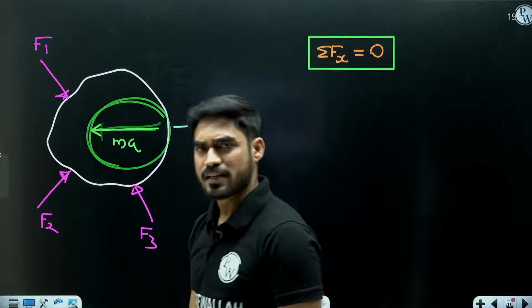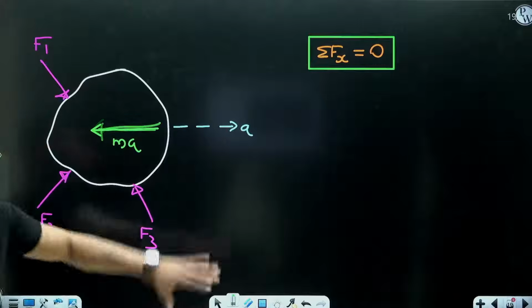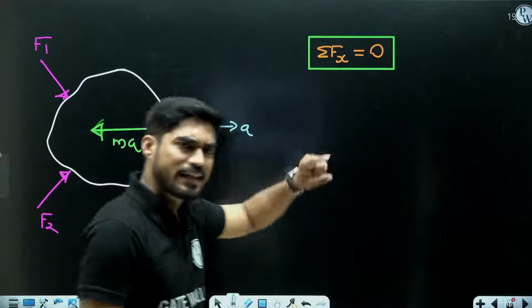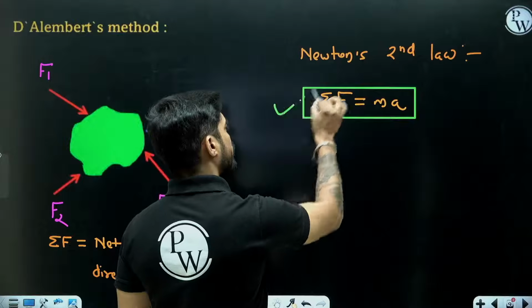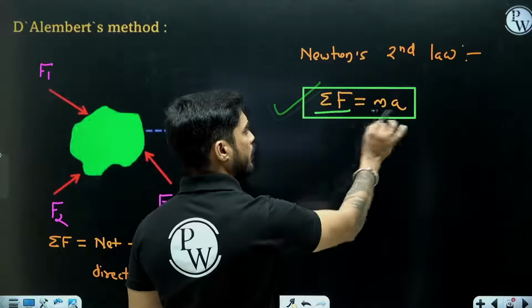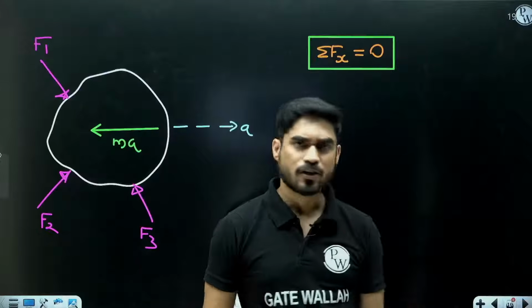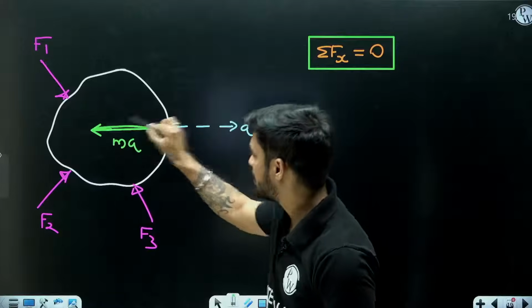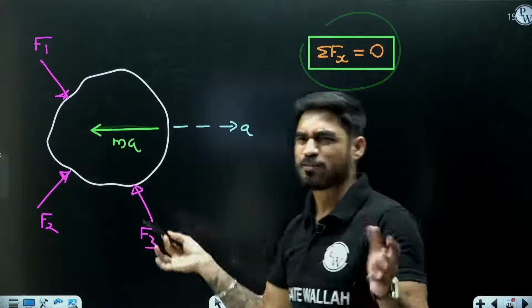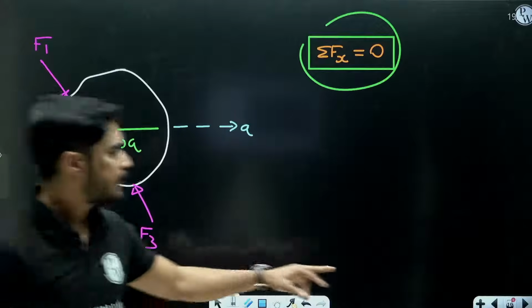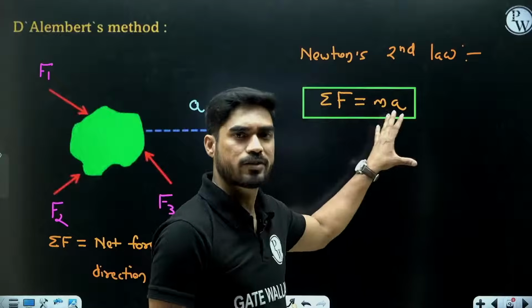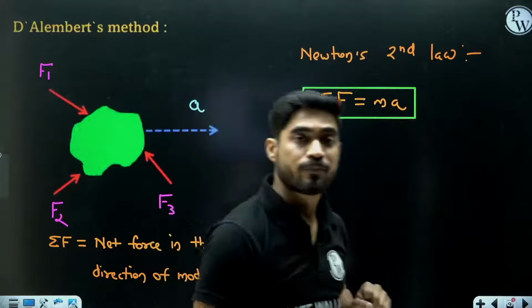Now understand this. You will not need this method in kinetics of particles. See, in kinetics of particle, you can use Newton's law, summation of F equal to ma. You will not have to apply a dummy force and then summation of Fx equals 0. Both will give you the same thing, but understand what I am trying to say. Even if you write it like this here in kinetics of particle, there will be no problem.